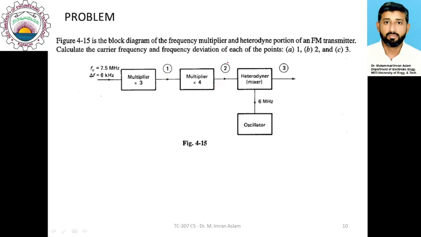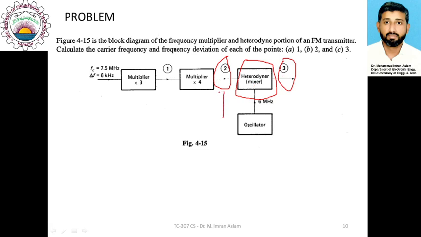Now we know the carrier frequency and the frequency deviation at stage 2. We can now calculate both parameters at stage number 3. You can see that this is a heterodyner, not a multiplier. As I mentioned earlier, a heterodyner only shifts the frequency, adding or subtracting from the carrier frequency, so it will not create any change in the frequency deviation.